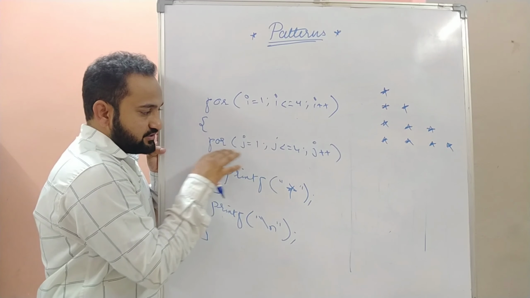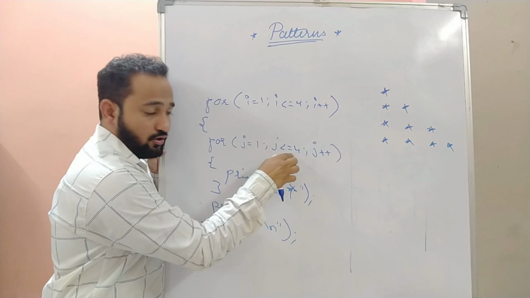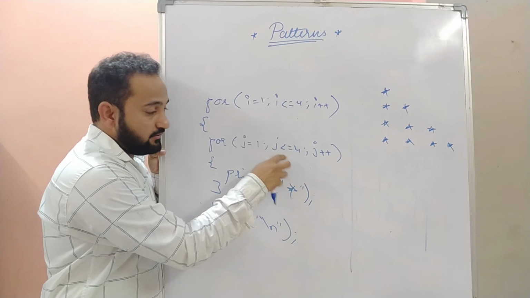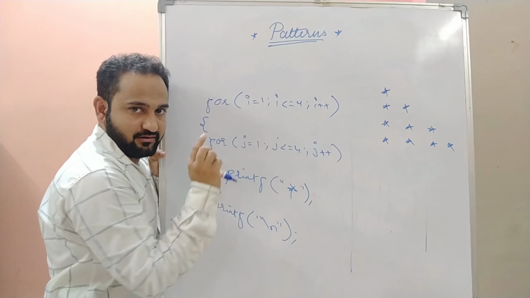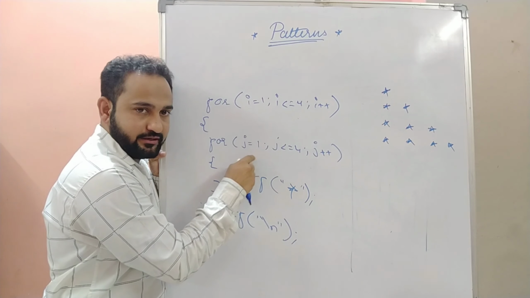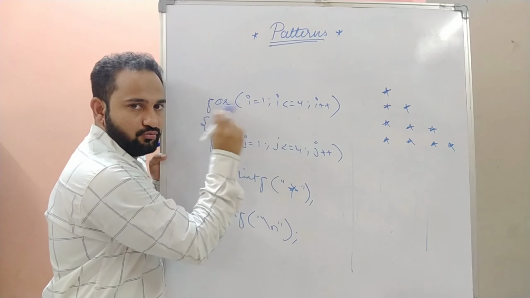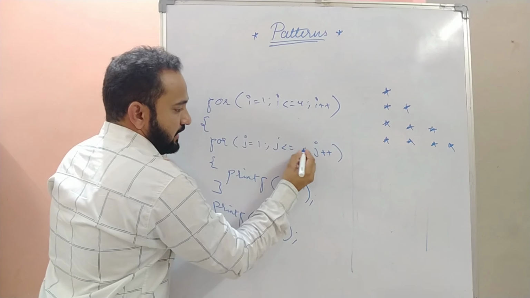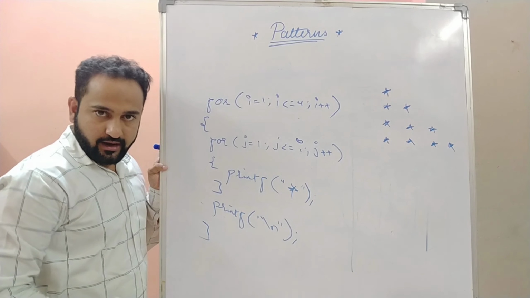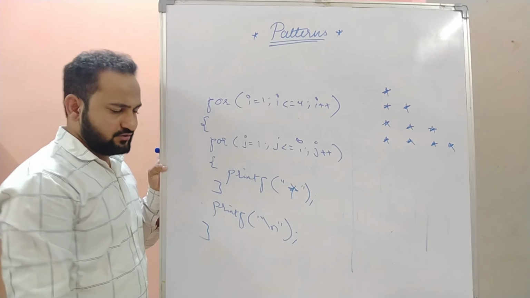So we will be moving this j from 1 to, not 4 now. We will be moving from 1 to the row number. The inner for loop will iterate from 1 to the row number. Who is handling the row number? i, right? So we will be writing i here. Getting it? Now see how things will be working.